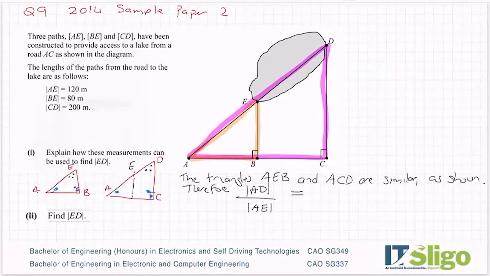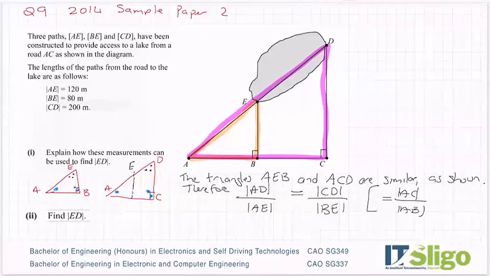is equal to CD over what's the side in the small triangle? BE. I could also have in there the bottoms, so I could have the length of AC over the length of AB. It's just, I have no information about AC or AB, so that's why it's not really much use to me. But it is true, they're all equal to each other.